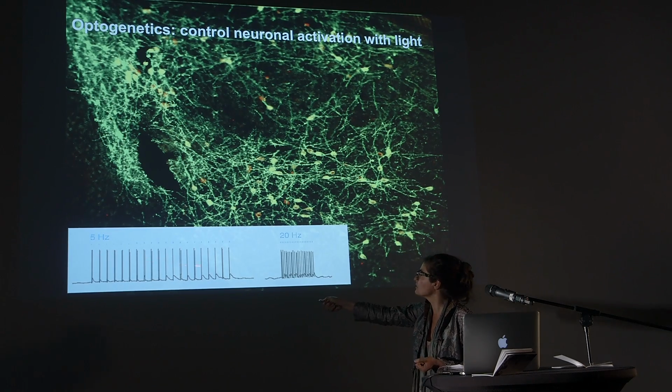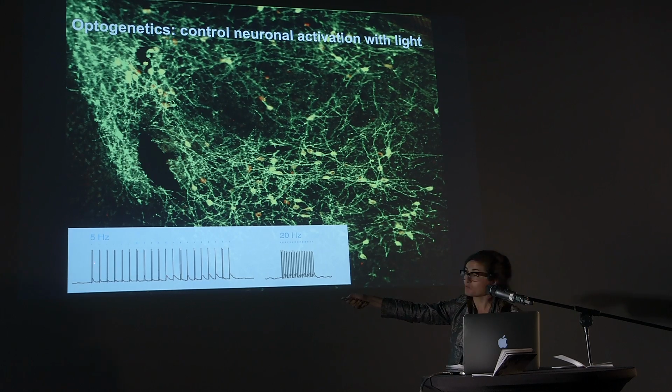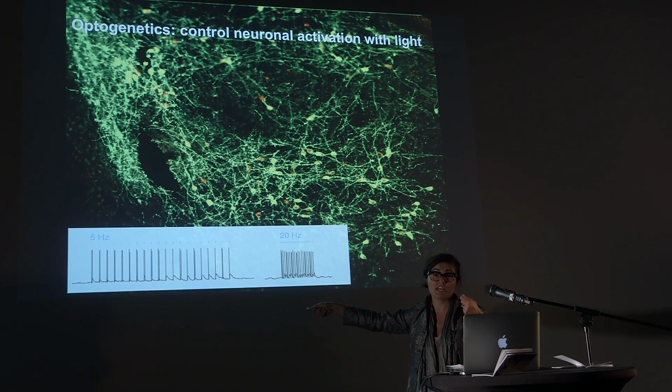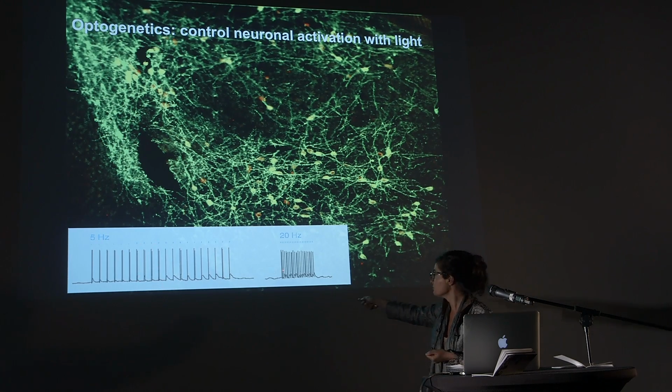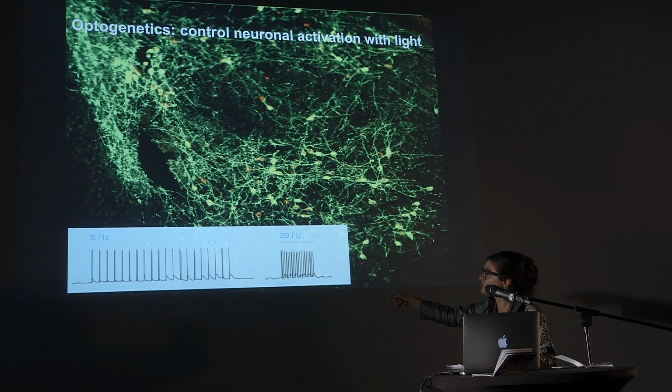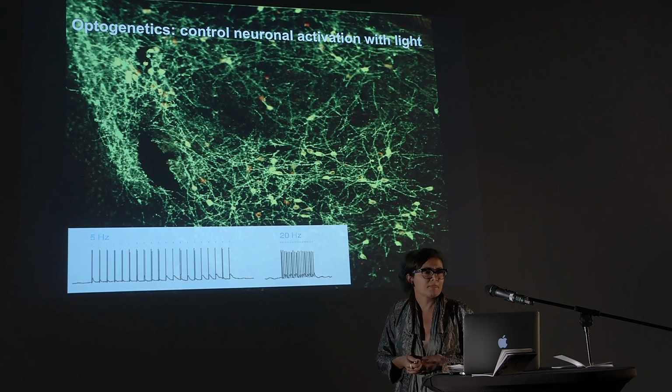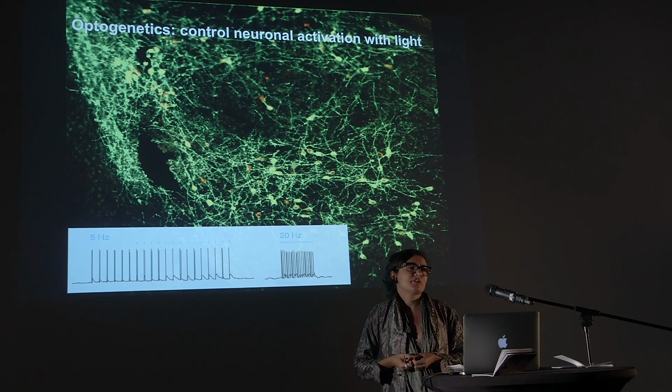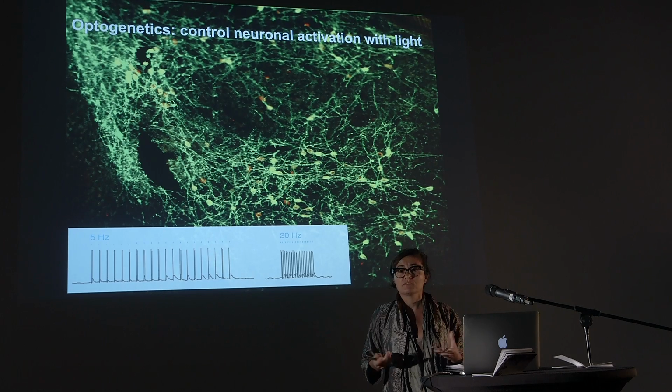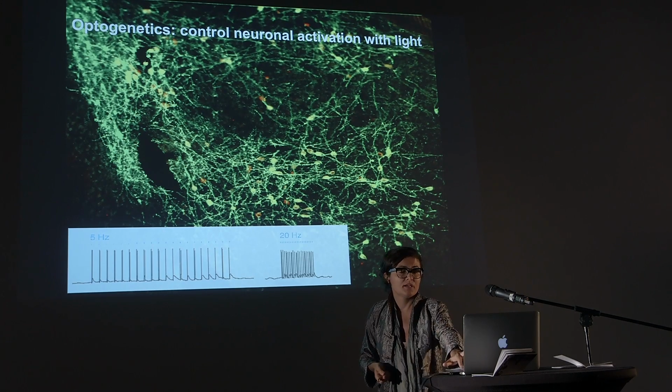Here we're looking at the raster. This is basically the response of a neuron. Whenever you flash the light, you see that the neuron goes boop, boop, boop, boop, boop. This is the activity of the neuron that you can record with an electrode. And here you can turn the neurons on and off at will. Here we have a 5 hertz flashing of the light. Here we have 20 hertz. So basically, we can control the neural activation with channel rhodopsin by using light.